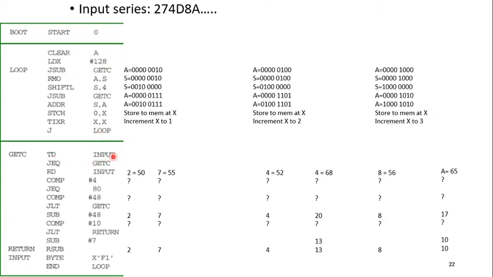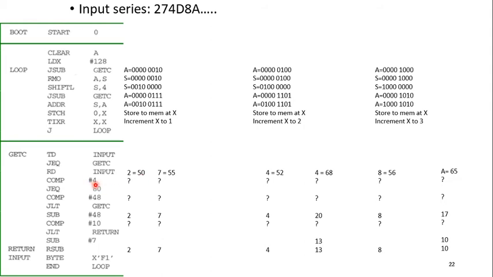You tested the input device. Which input device? It is F1, and I hope it is ready. If it is ready, you read that character. What is the first number? It is 2. As soon as you read this 2, the decimal equivalent of that 2 is 50.